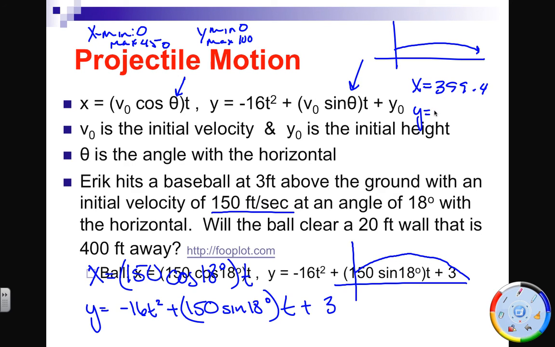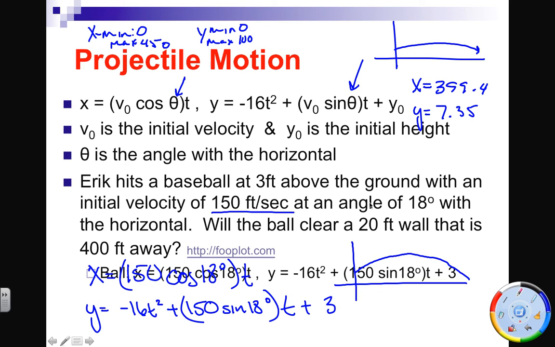And you'd notice that the y value is 7.35. So that means at 399 feet away from the batter, the ball will be at 7.35 feet off the ground, but it needs to clear a 20-foot wall, so the answer is no. It will not hit a home run. Eric's not hitting it hard enough.